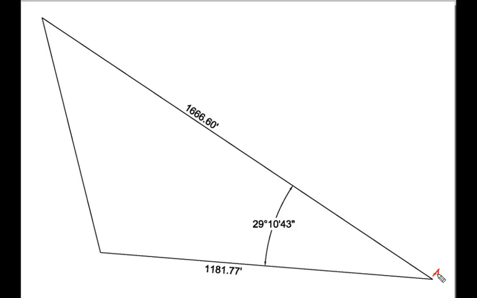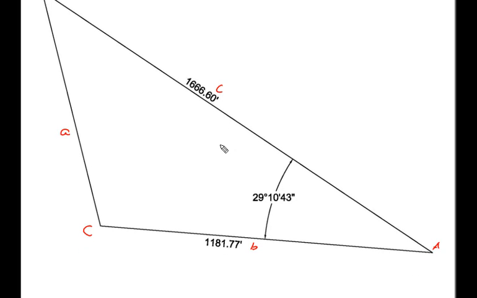So if we say that this is angle A, that would make this side A. If we say that this is angle B, that would make this side B. And if this is angle C, that would make this side C. So the law of cosines says that A squared is equal to B squared plus C squared minus 2BC cosine of A.